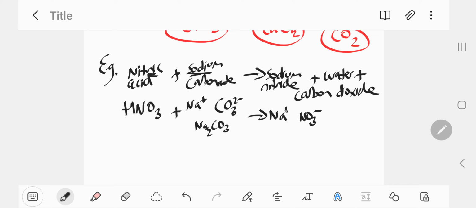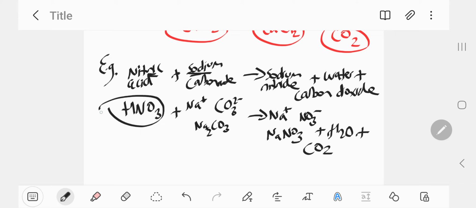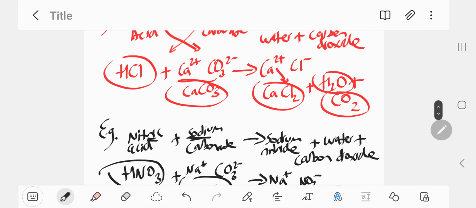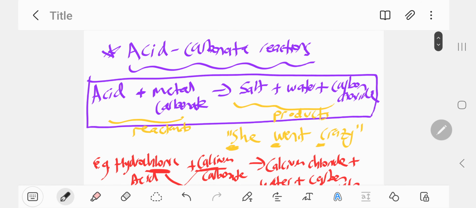Now in this case, the charges balance, so you don't bring anything down. So you get NaNO3 plus water, H2O, plus carbon dioxide, CO2. Okay, so that is the chemical equation for nitric acid reacting with sodium carbonate. And that's how you do acid-carbonate reactions.